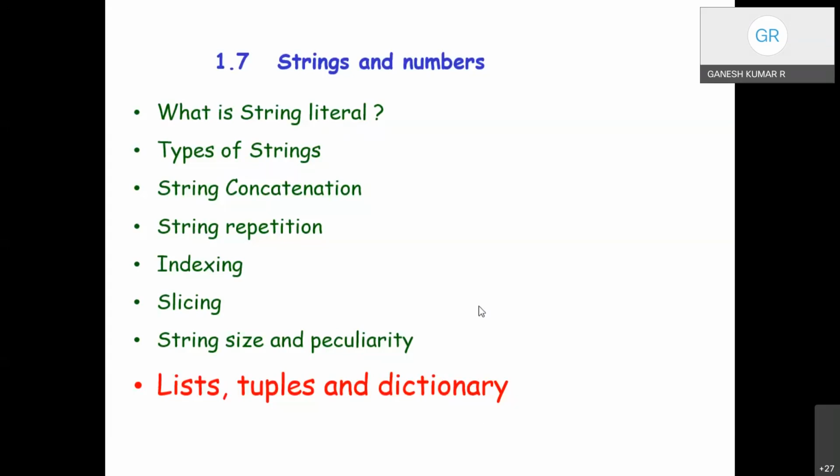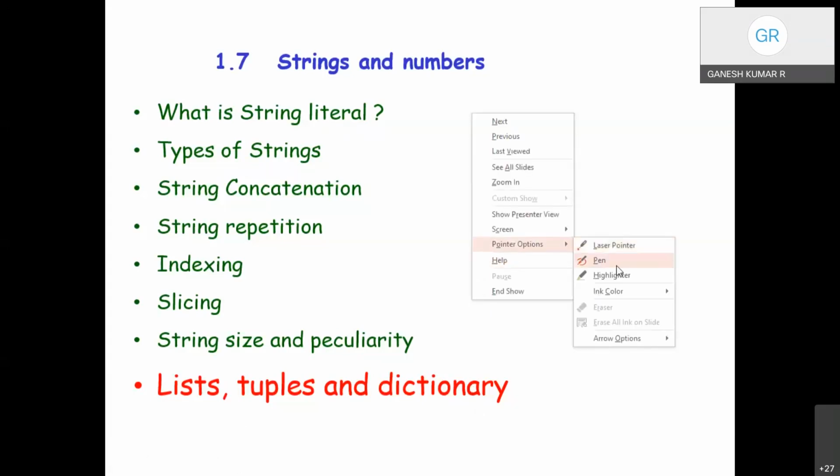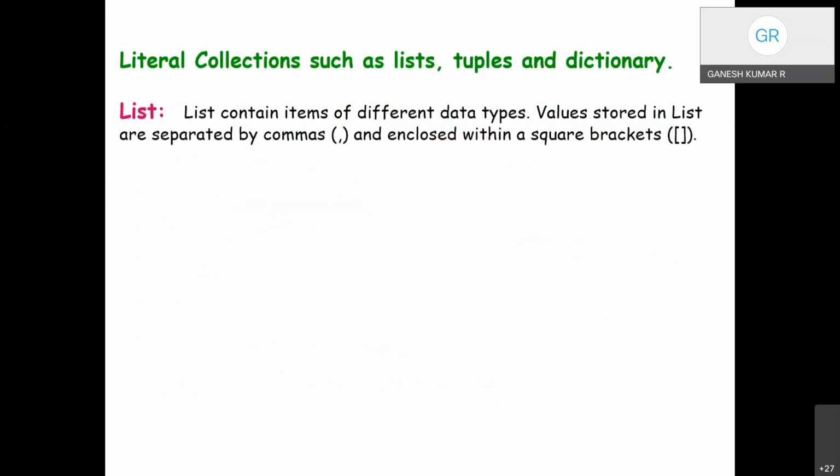In this session, we are going to discuss lists, tuples, and dictionaries. So what is a list? We start with defining the list. A list contains elements of different data types. The purpose of the list is to collect different data types.